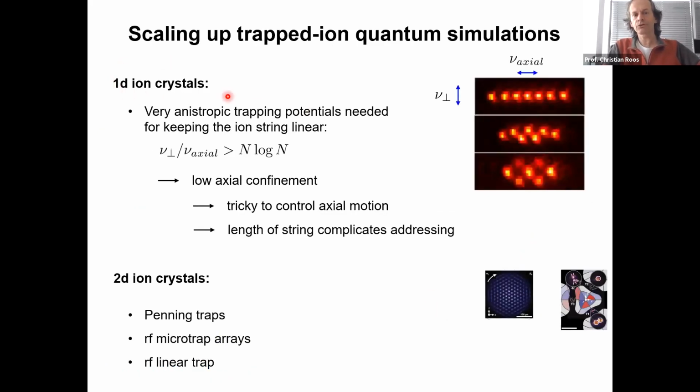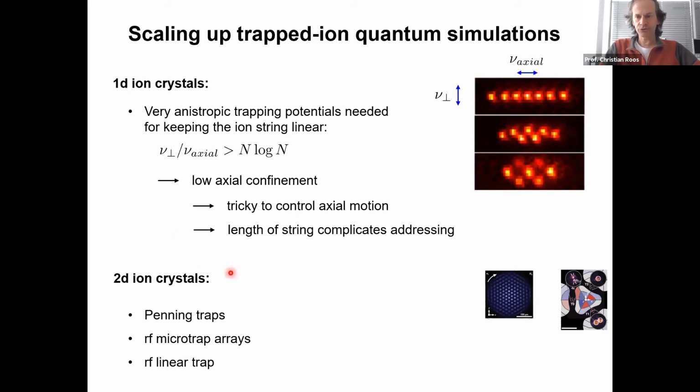So why do we not go on with just 1D ion crystals? The problem is we can make ion crystals longer and longer, but in order to keep them linear, you have to relax the axial potential more and more. And this goes basically in proportion to the number of ions you want to keep in your linear crystal. And so you have very low axial confinement, which makes it hard to control the axial mode of motion. Also the ion strings become very long. The question is, how long can we make them? Maybe you can go to 100, I don't know. But it's certainly worthwhile to think about alternatives.